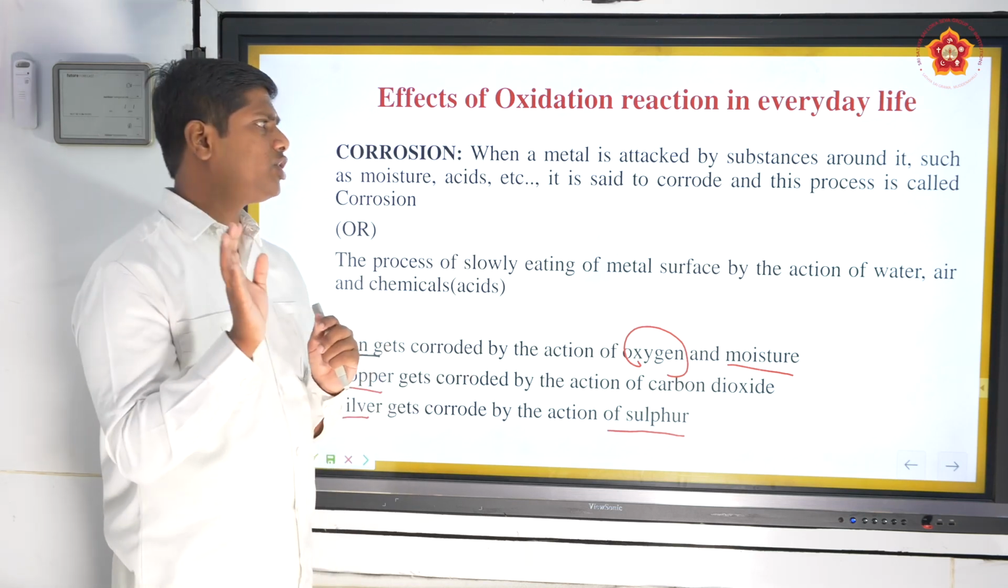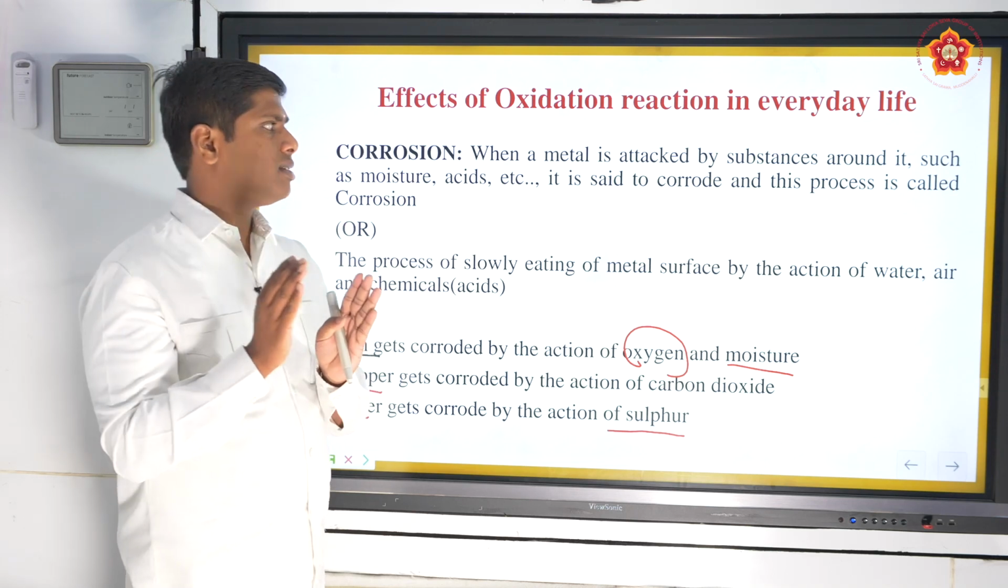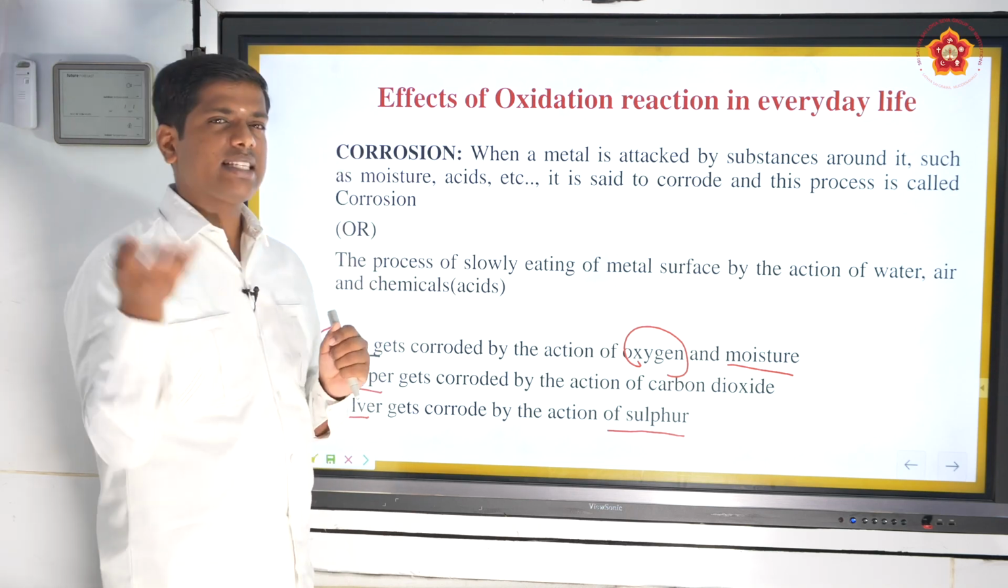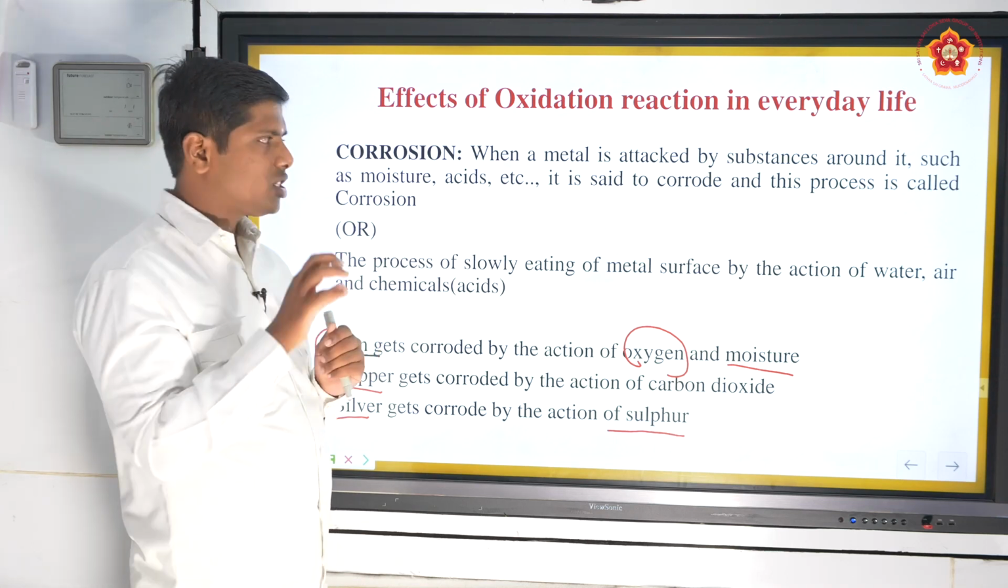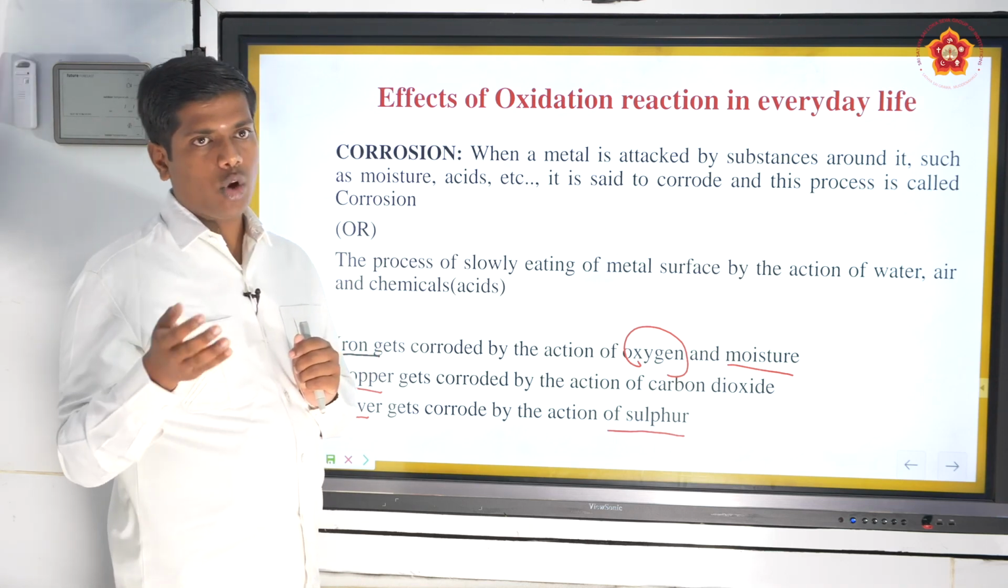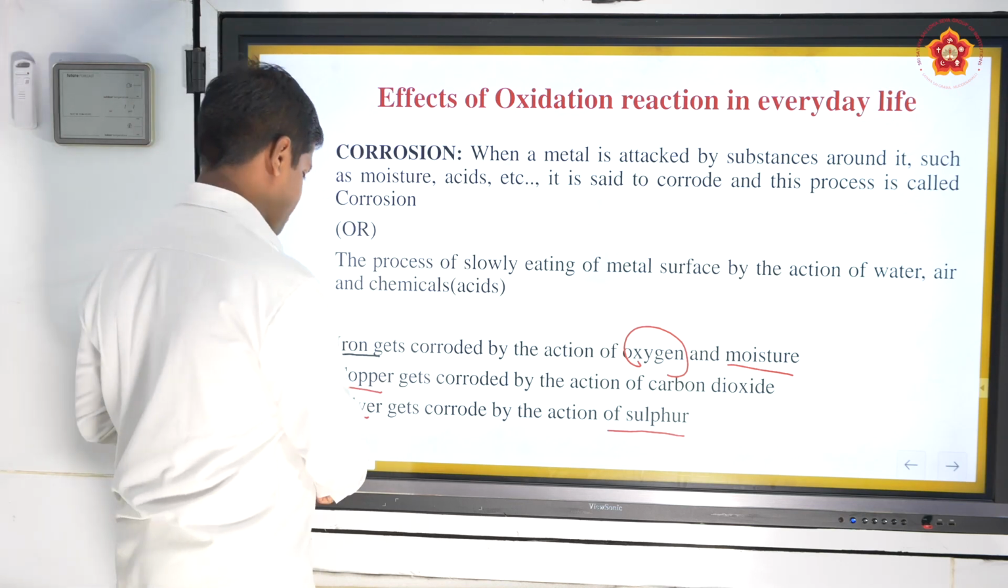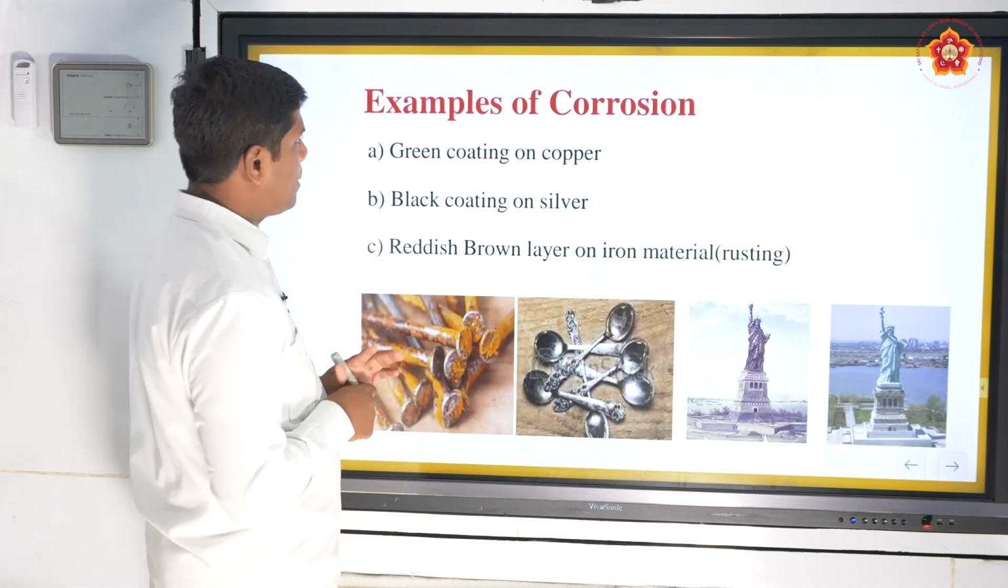What is corrosion? When a metal surface is attacked by substances such as acids, water, or moisture, it is said to be corroded, and the process is known as corrosion. Next, let us look at examples.